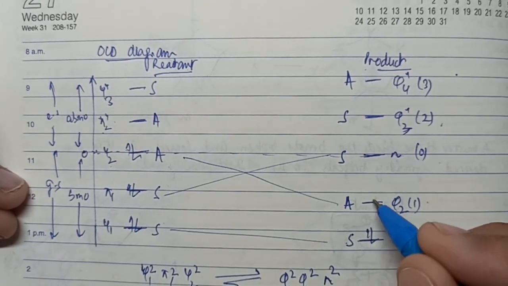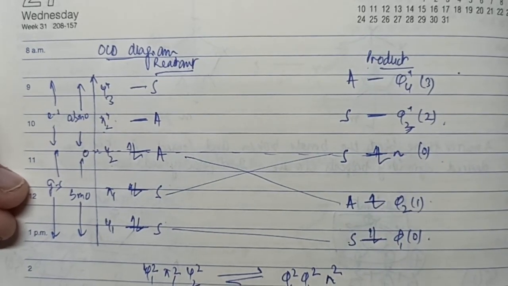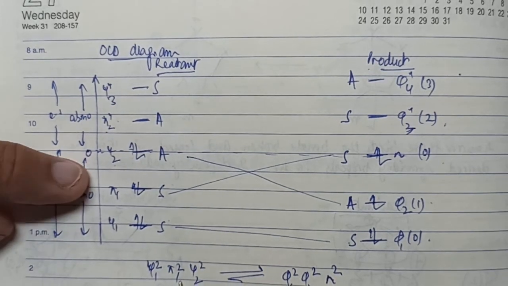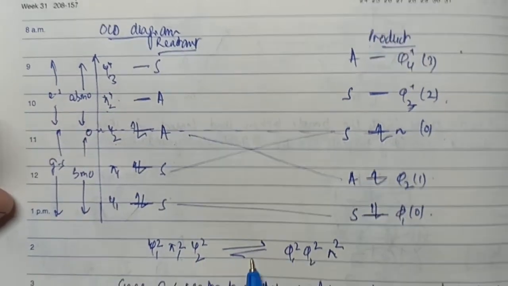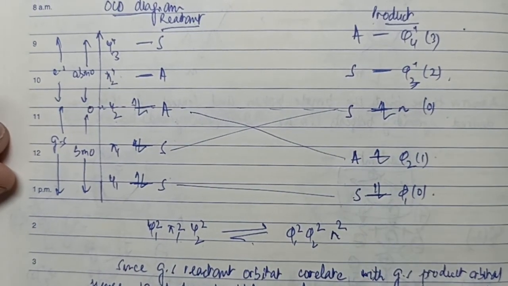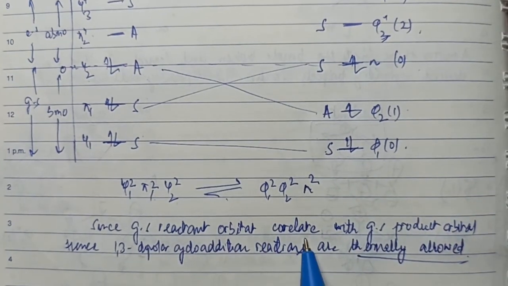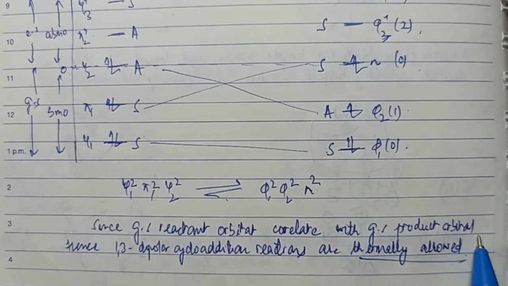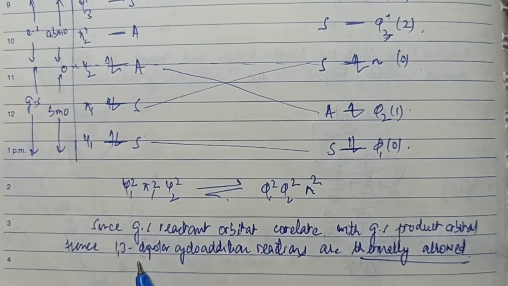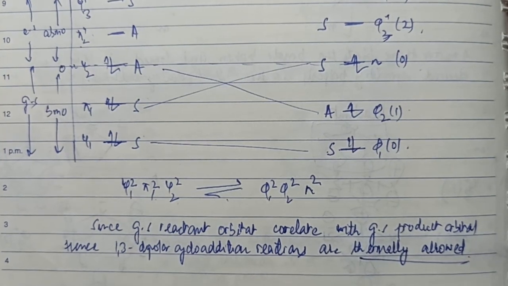Similarly 6 electrons in the product, 2 will be coming here, 2 will be coming here, and 2 will be coming in the non-bonding orbital. So I can say psi1 2, pi1 2, and psi2 2 correlates with phi1 2, phi2 2, and non-bonding 2 electrons. And since the ground state reactant orbitals are correlating with the ground state product orbitals, therefore I can say with the help of OCD approach that these 1,3 dipolar cycloaddition reactions are thermally allowed in nature.